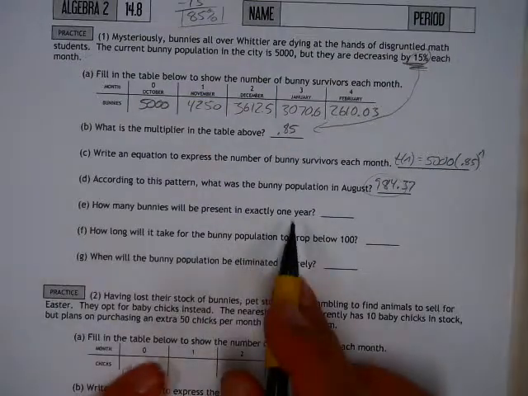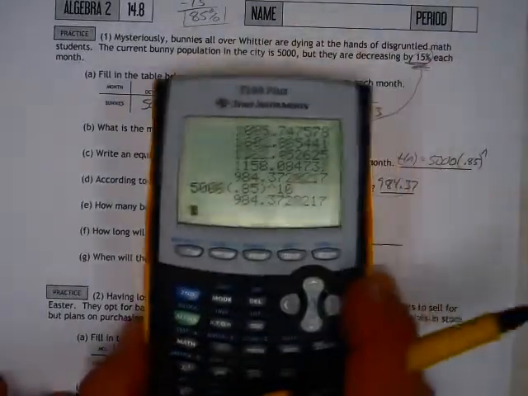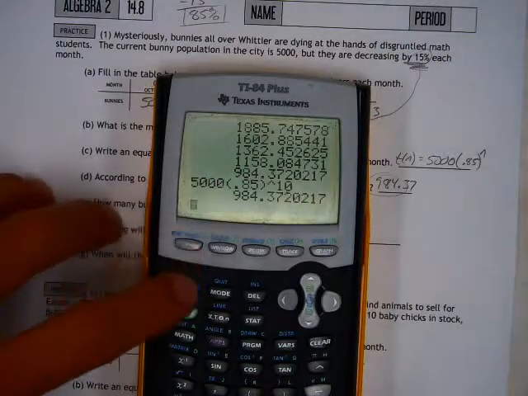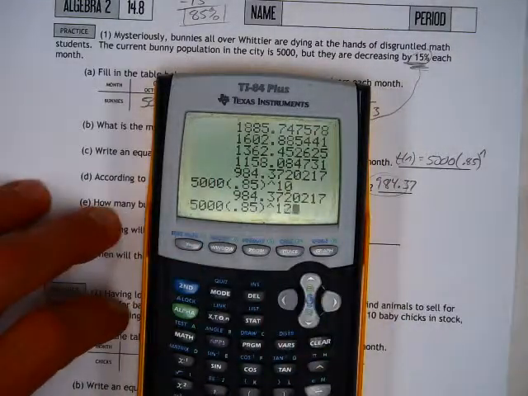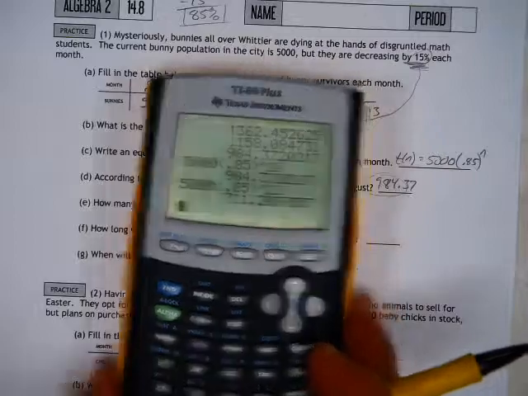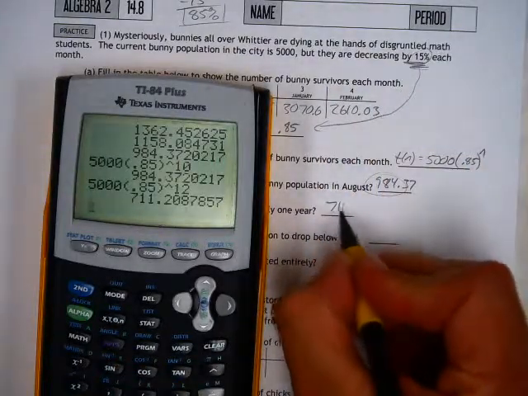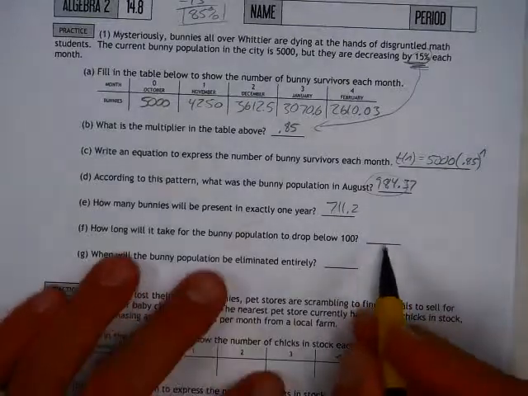How many bunnies will be present in exactly 1 year? Same thing, but different. 12 months gives 711.2. But, really, 711 live bunnies.